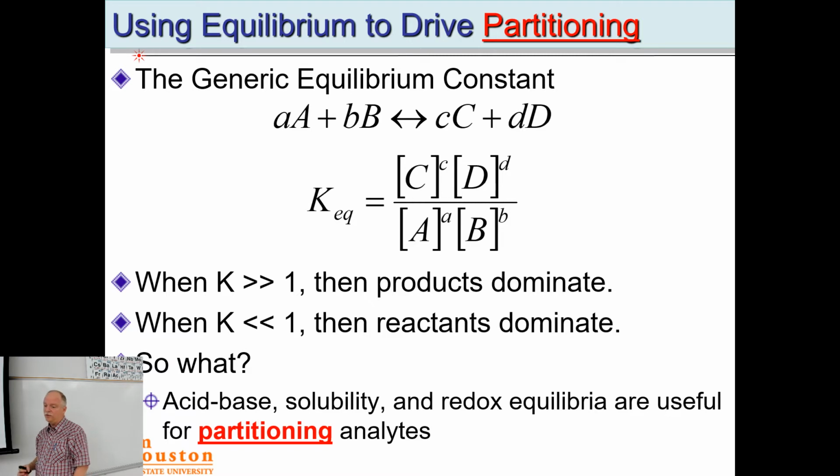And so this allows us to understand how we might drive things to the reactants or drive things to the products. So if we know the equilibrium constant for a particular reaction, then we can choose which side we want to be on, and we can use acid and base to drive it forwards or backwards.